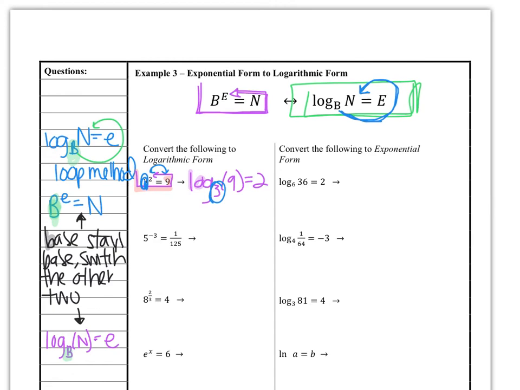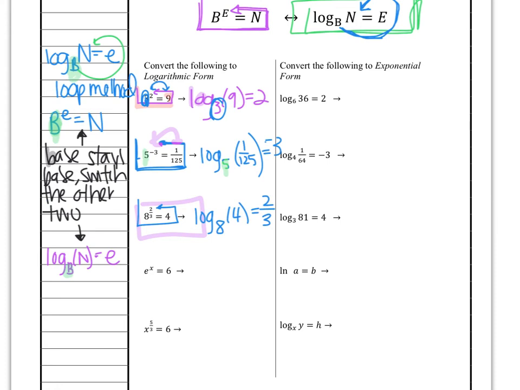We'll do another one together. So if I use my L method, then we have log base 5, because that's what I hit first, of the number 125, that is, equals whatever I have last, -3. And again, Roger's method says base stays base, switch the other two. Okay, go ahead and try the next one on your own right here. So you should have had log base 8 of 4 equals 2/3.